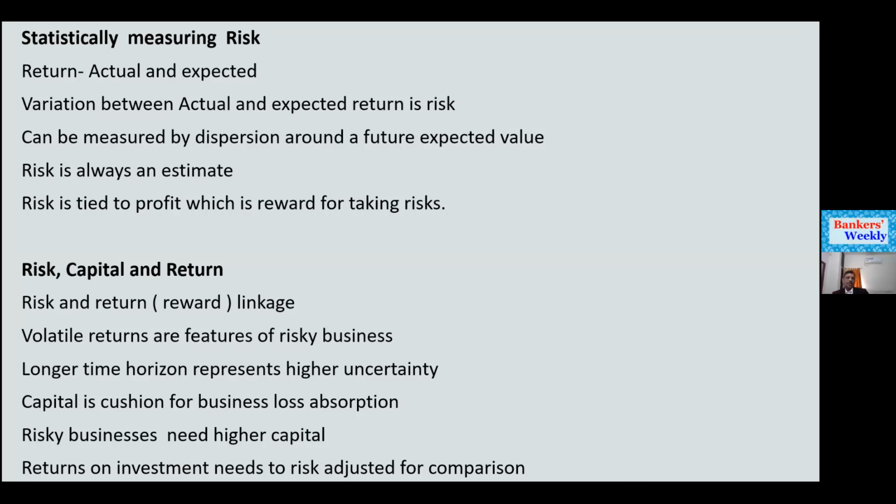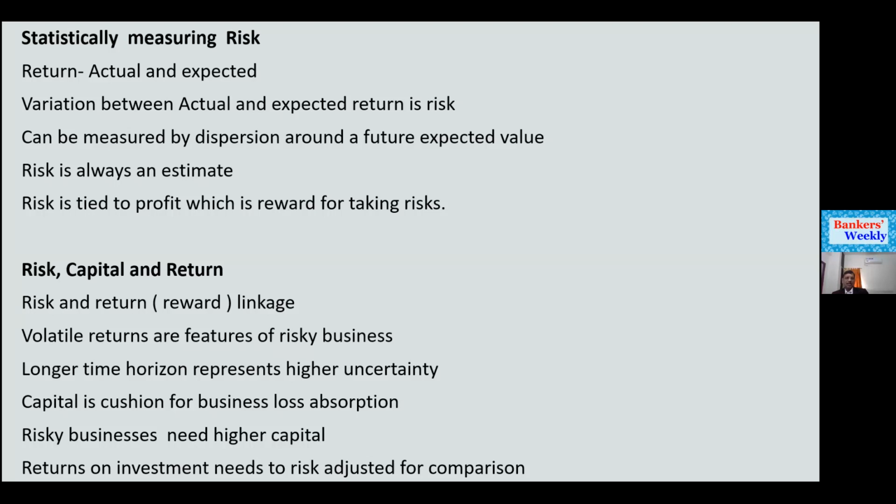Capital. Capital is a cushion for business loss absorption. You are all aware that most of the time, at a lower level, people will think that capital is required for doing the business. Capital is required for doing the business, but the main objective of the capital is to absorb the losses, to meet the losses. So capital is a cushion for business loss absorption. So risky businesses need higher capital.